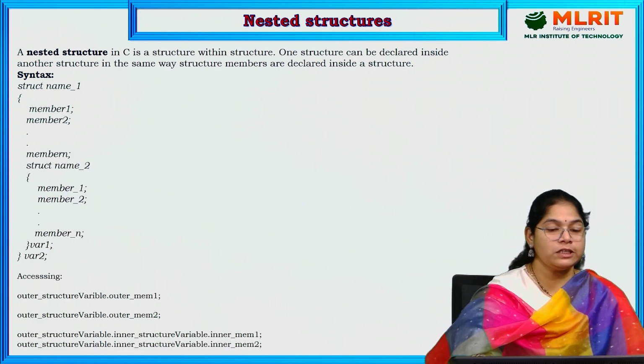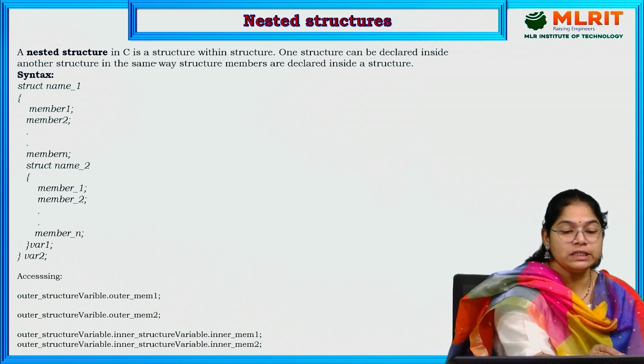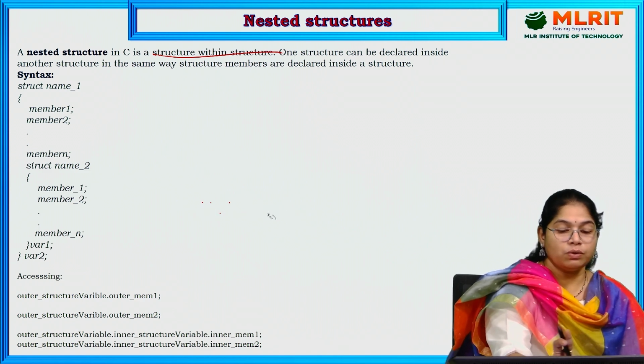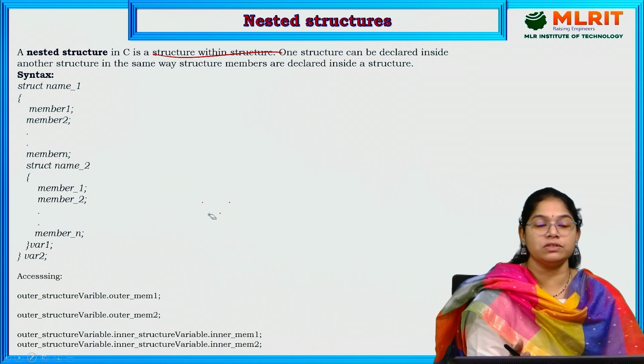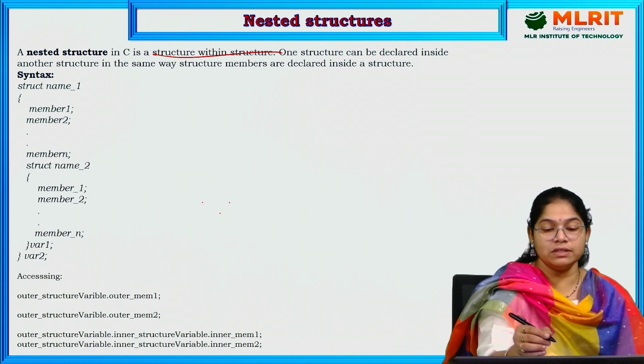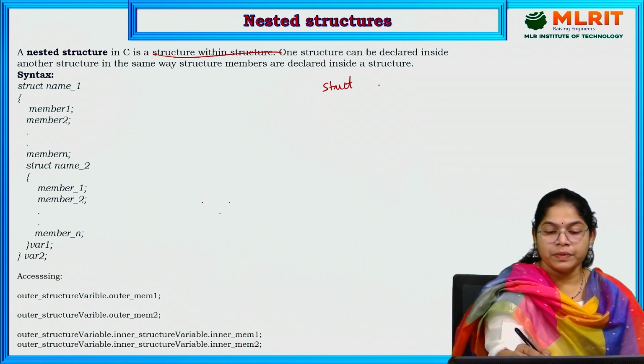Then next is nested structure. A nested structure in C is a structure within a structure. So writing a structure within another structure is called a nested structure. How will we write a structure? Using the keyword struct. Struct student.